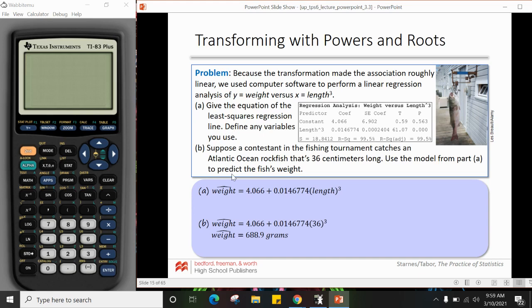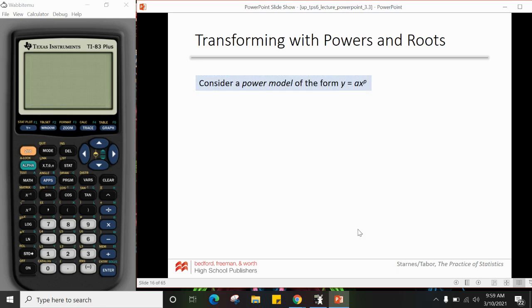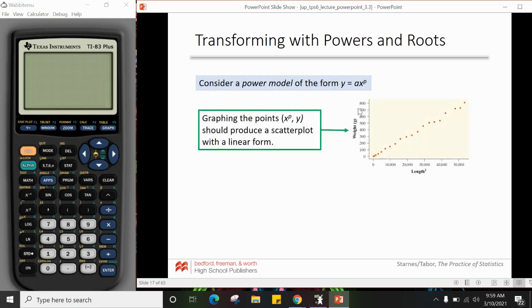So now I just ask, what is it if the length is 36 centimeters long? I'm just going to take 36, plug it into here, and I get that the weight is approximately 688.9 grams. So if we then graph that and all the data points, yes, I know the scale gets a lot bigger, but look how much of a linear relationship this looks like now.